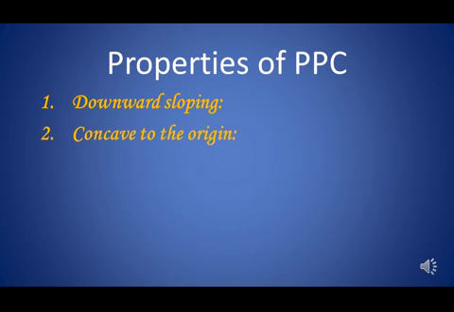A PPC has two properties. One, it is downward sloping, and second, it is concave to the origin. Many times it happens that a question is asked about proving the downward sloping of PPC, or we have to give reason about the concavity of the production possibility curve. Students get confused between these two, and they generally do not have the appropriate logic behind the answer. Now let us see what downward sloping means and what concave to the origin means.